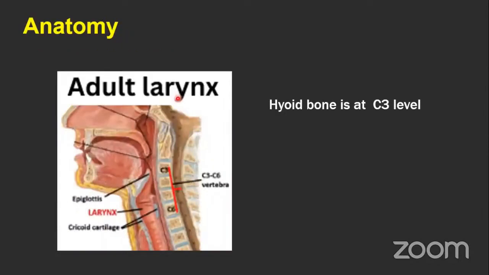Coming to the anatomy of larynx. In adult larynx, hyoid bone is at C3 and our larynx lies from the level of C3 to C6. So from the hyoid bone up to the lower border of cricoid cartilage. So it is from C3 to C6. Okay. So the larynx lies opposite to C3 to C6 vertebra in adult.